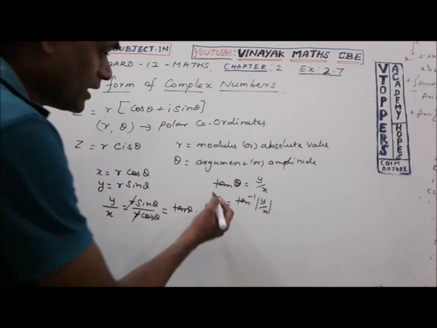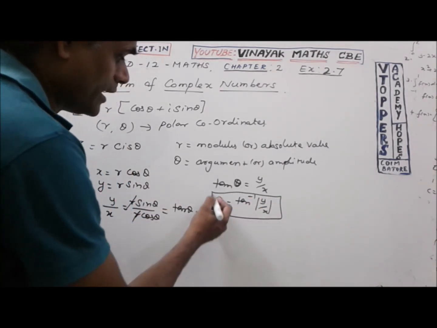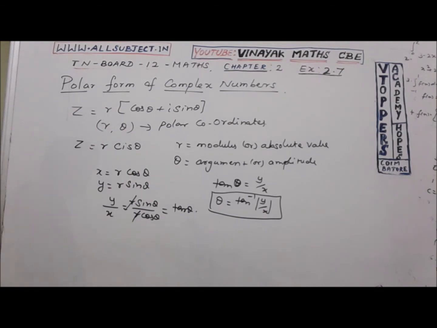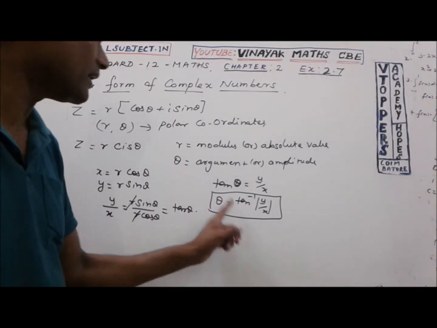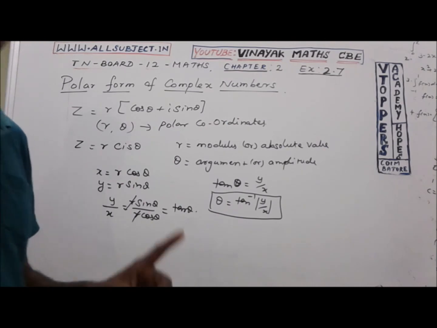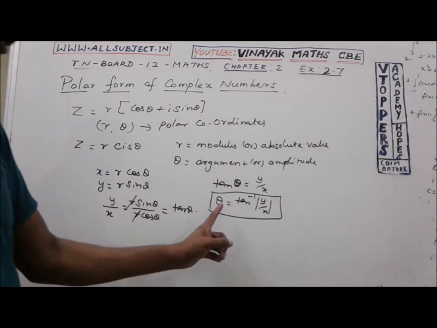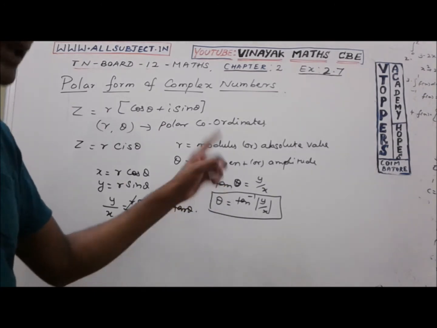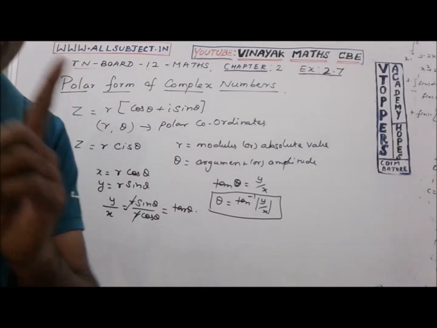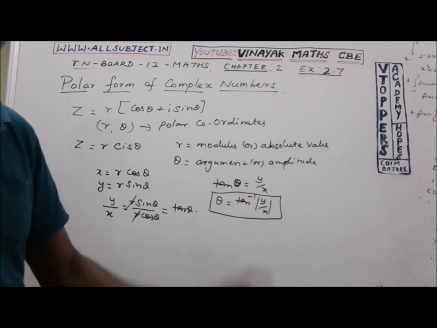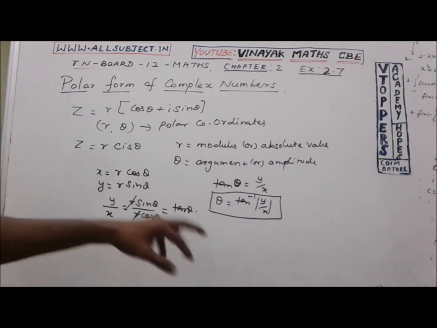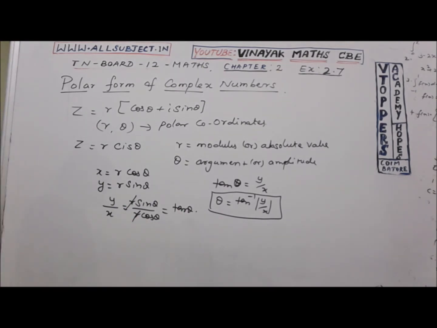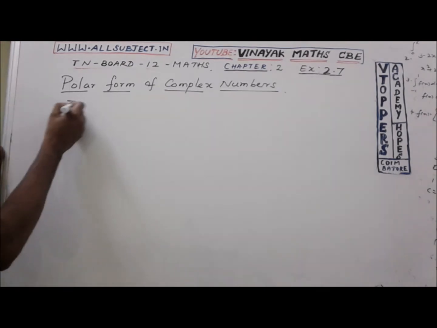By use of this formula, theta equals tan inverse of y by x, we can calculate the angle made by the given complex number in the first quadrant only. That is very important. To find the angle made by the complex number in the other quadrants, we will have some ideas to find out.